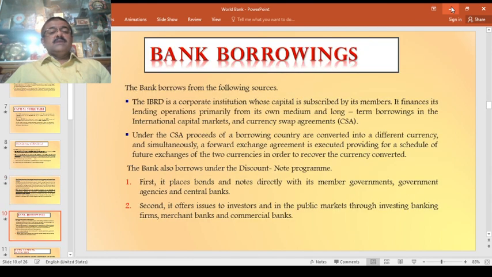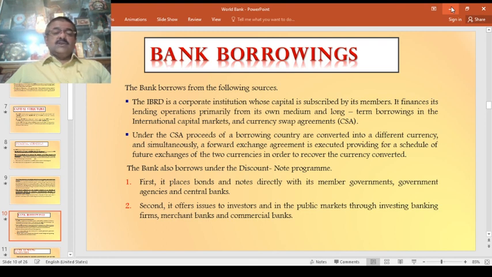Bank borrowings. The bank borrows from the following sources. The IBRD is a corporate institution whose capital is subscribed by its members. It finances its lending operations primarily from its own medium and long-term borrowings in the international capital markets and currency swap agreements. There is a CSA, currency swap agreements. Under the CSA, proceeds of a borrowing country are converted into a different currency, and simultaneously a forward exchange agreement is executed providing for a schedule of future exchange of the two currencies in order to recover the currency converted.